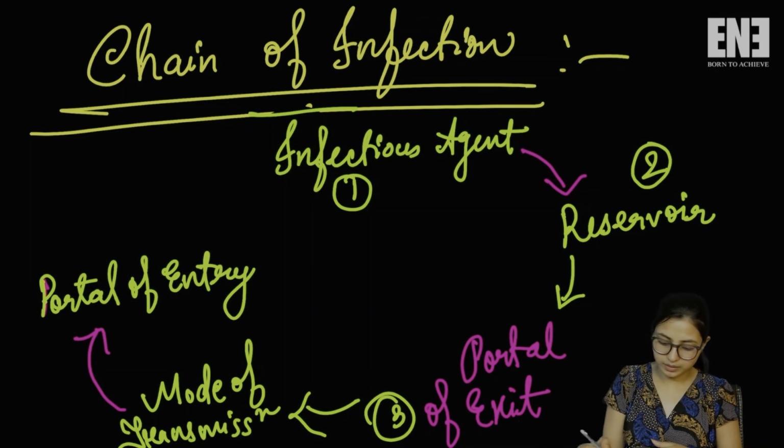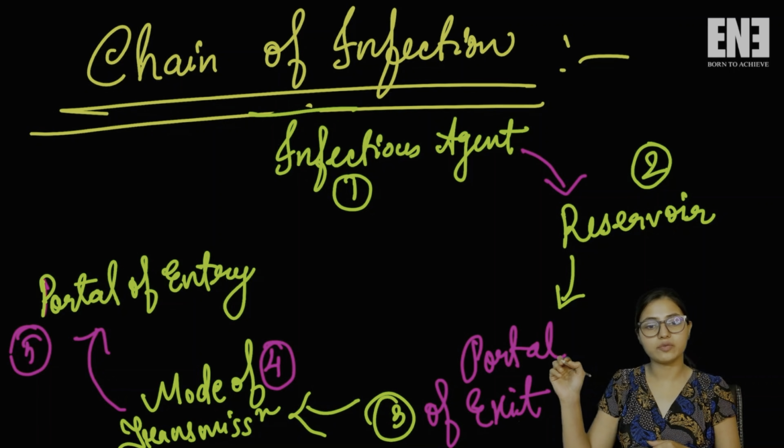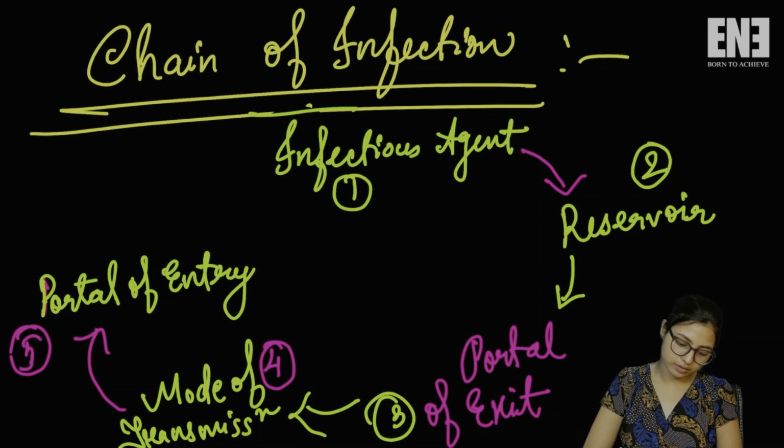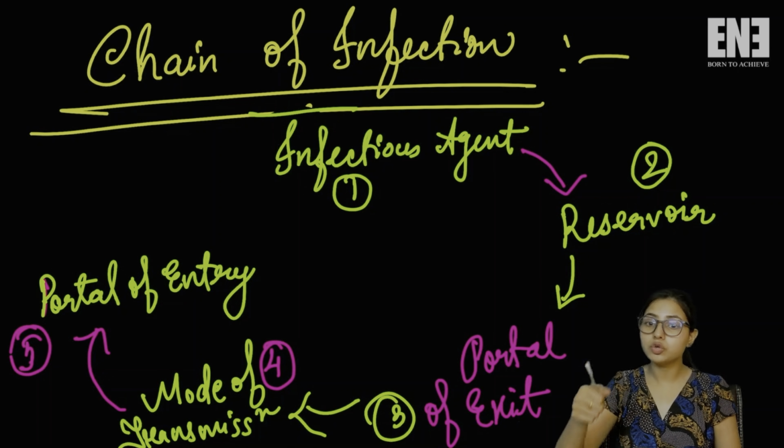Okay, this is the fifth part. So mode of transmission is the fourth part, and your portal of entry is the fifth part. Okay, so portal of entry, it got entry into your body. Now you are the new host for the patient, means for the infectious agent.